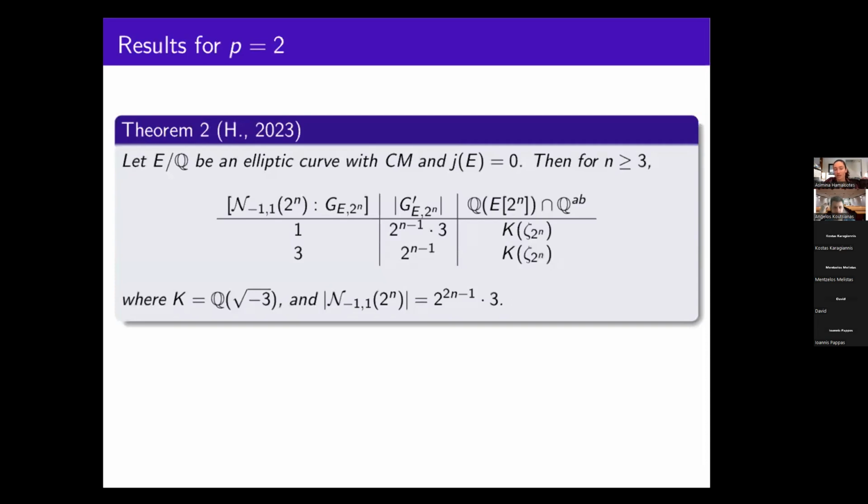Lastly, for j = 0 and p = 2, we get that the size of the normalizer is a bit different. So we have j = 0, so we have CM by the field Q adjoin square root of -3, and this time that's not contained in the roots of unity, so we actually get to see K here. In this case Δ_K F squared is not even, it's just -3, so we don't get that the roots of unity are ahead of their time. We just get ζ_{2^n}, and in this case we don't have any twists.